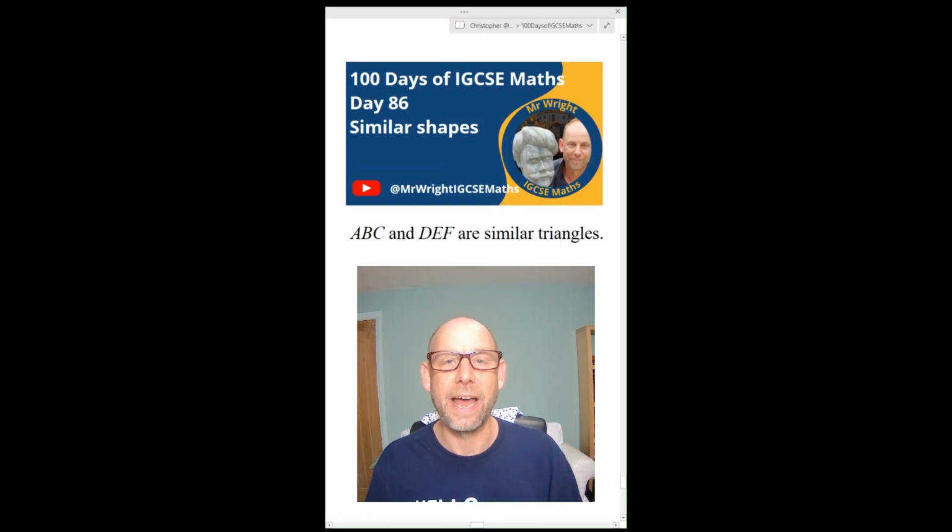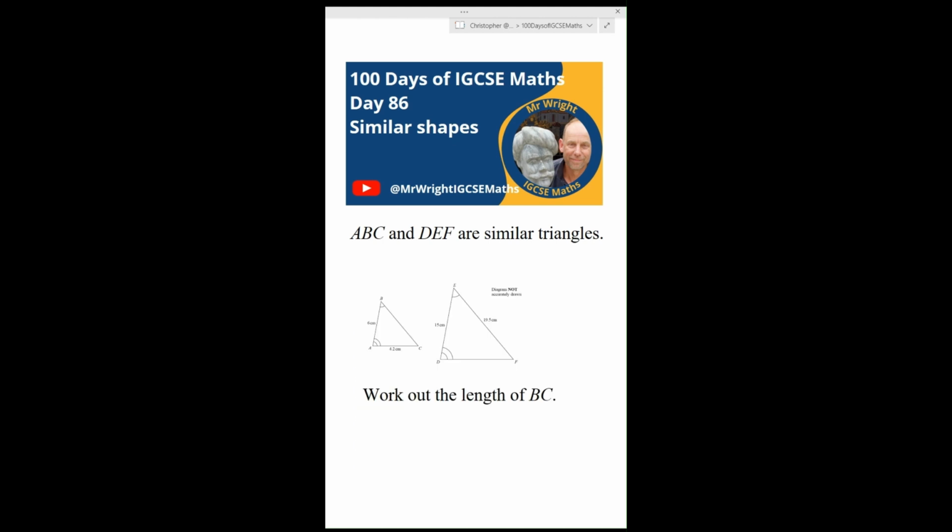It's day 86, and here's an IGCSE Maths exam question about similar triangles. Now's your chance to pause the film. Okay, looking at the 6 and the 15, I see that the side lengths on the larger triangle are 2.5 times the side lengths on the smaller triangle. I'm asked to find out the length of BC, which corresponds to this 19.5. So BC is 19.5 divided by 2.5, which gives me a length of 7.8 centimetres.